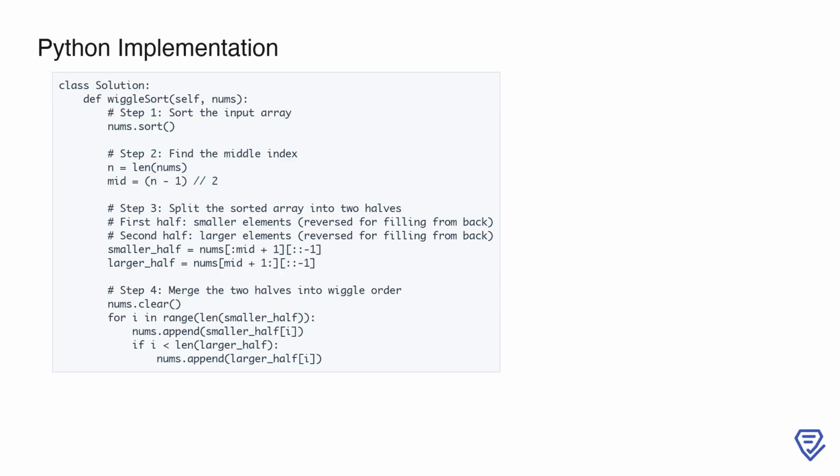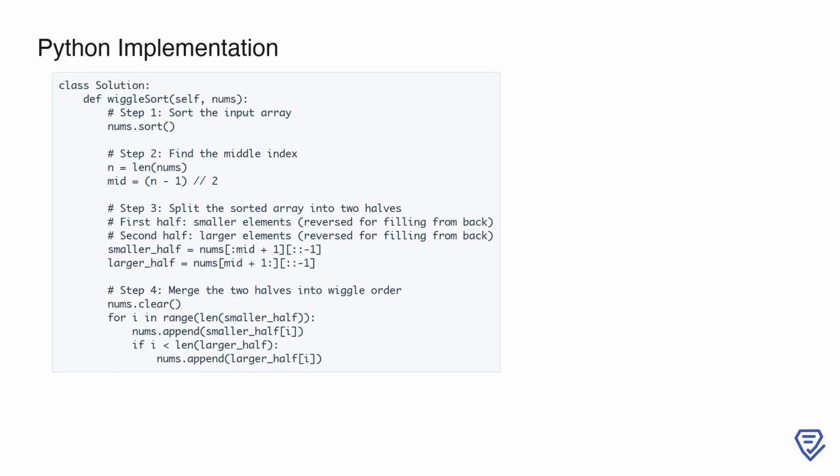The second half, larger elements, ranges from the middle index plus 1 to the end, and is also reversed for the same reason. 4. Merging into wiggle order. The two halves are merged alternately. The smaller element is added first, followed by a larger element. This alternation continues until all elements are merged into the final wiggle order.